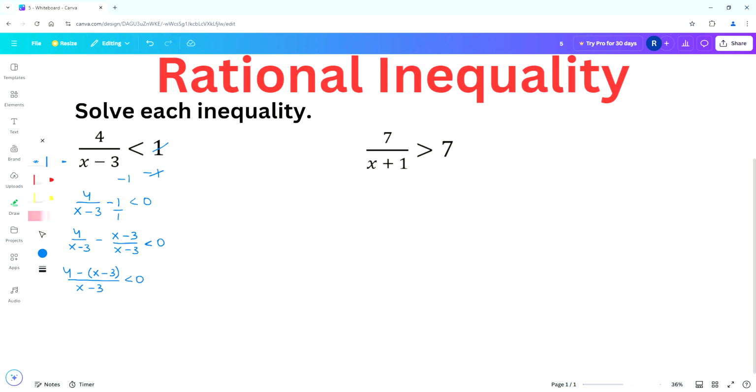Next, we can get rid of the parentheses in the numerator. We can distribute the negative sign in the parentheses. That changes the sign of the terms in the parentheses. Next, we can combine like terms in the numerator. 4 plus 3 is equal to 7.